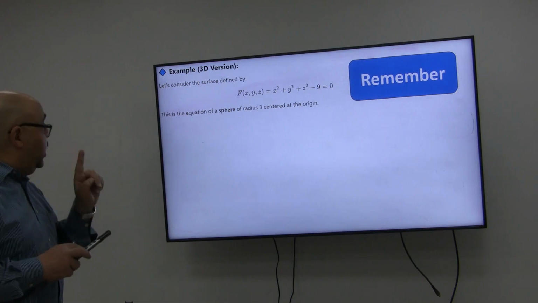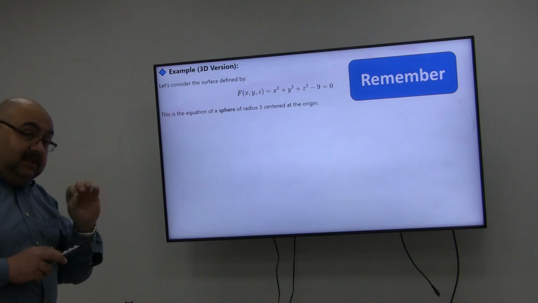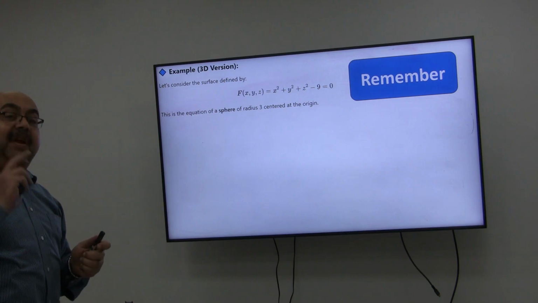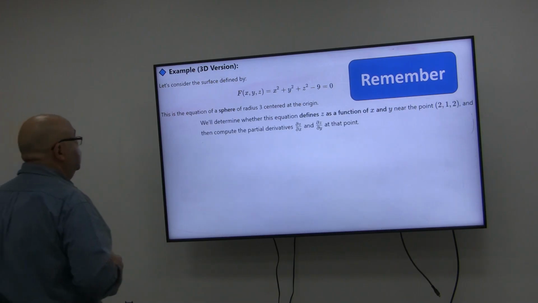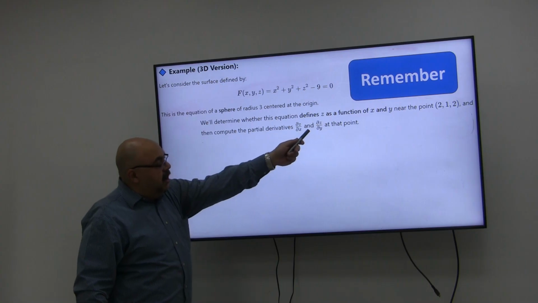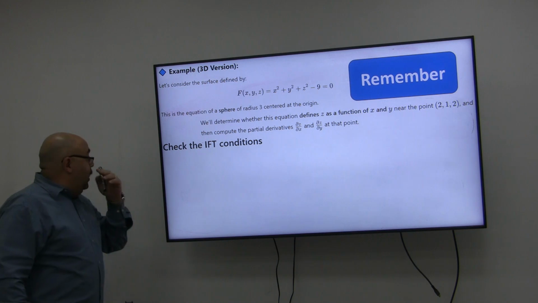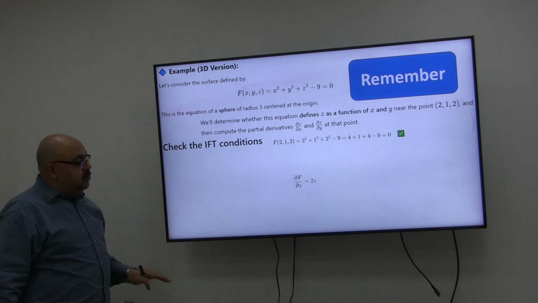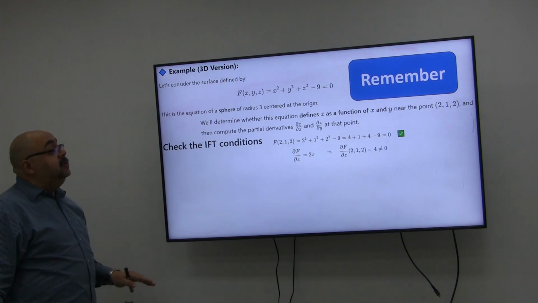So I should check that this function is equal to 0 at the point that I'm getting the values, and also that the derivative with respect to z is not equal to 0 at the indicated point. So we will define z as a function of x and y, as I told you, at the point 2, 1, 2. Once more, all I have to do is to check the conditions. The function already exists and is equal to 0, check. Partial f partial z is 2z. Start substituting, it is not equal to 0.